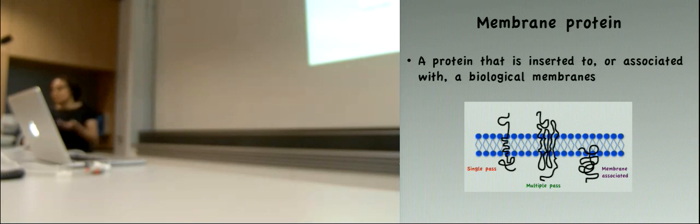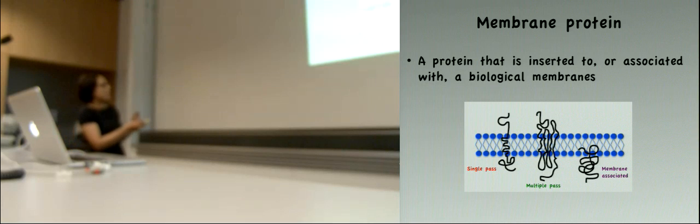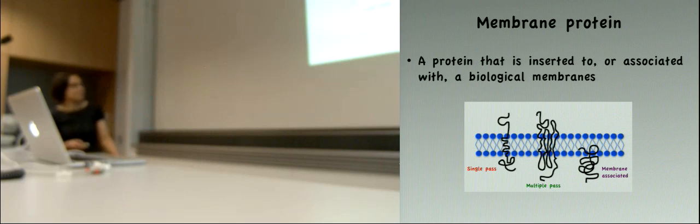So as you know, everybody, actually what is a membrane protein? Membrane proteins are actually inserted or associated into the biological membranes. So the inserted ones can be either single pass or multiple pass membrane proteins.